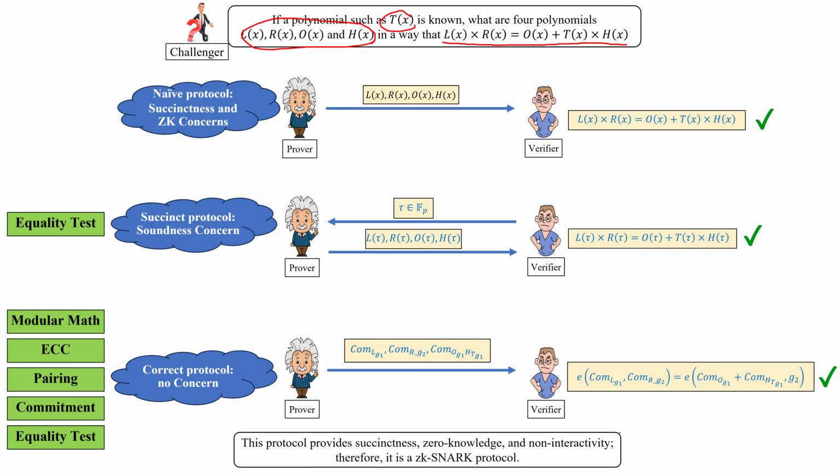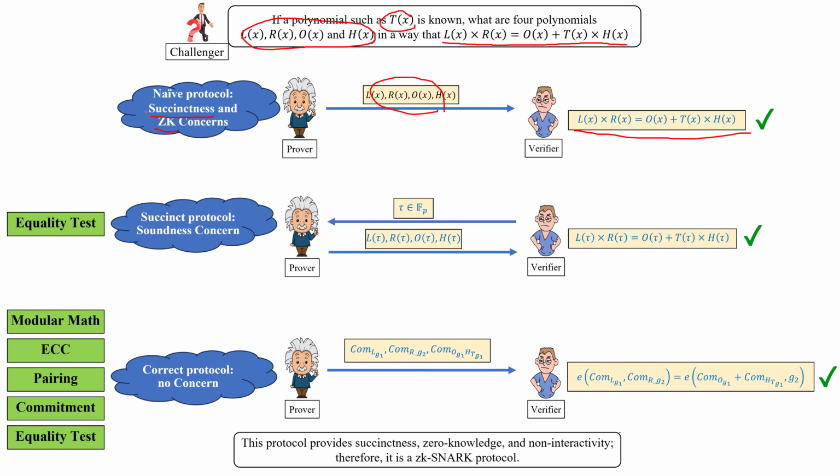to the verifier, and then the verifier checks the equality to ensure that the left and right side of the polynomials are equal to each other, right? So we discussed that this protocol is naive and suffers from a lack of succinctness, because when the size of the polynomial is big, the prover is obligated to send very big polynomials to the verifier. The other concern is ZK. The prover doesn't want to share the knowledge with the verifier.